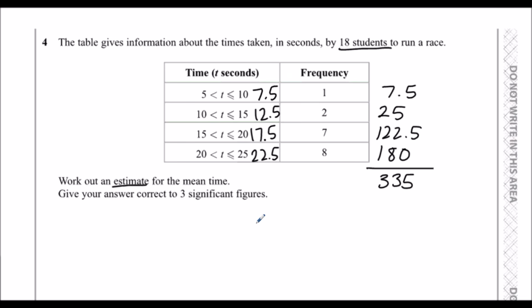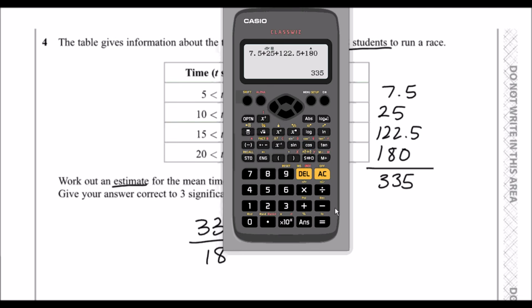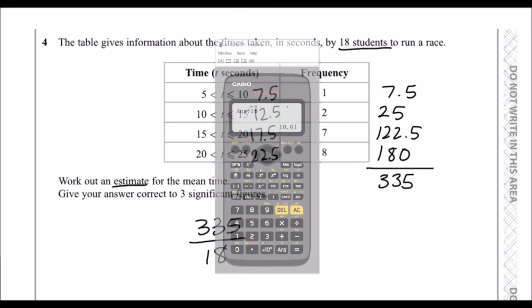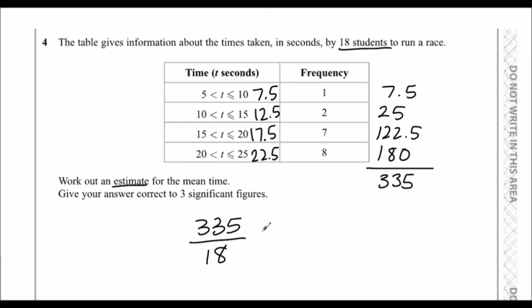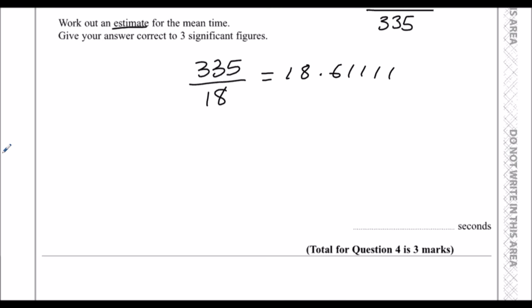There are 18 students. So the estimate for the mean is 335 divided by 18. And I've got 18.61111 and so on. We want our answer to 3 significant figures, so 18.6.